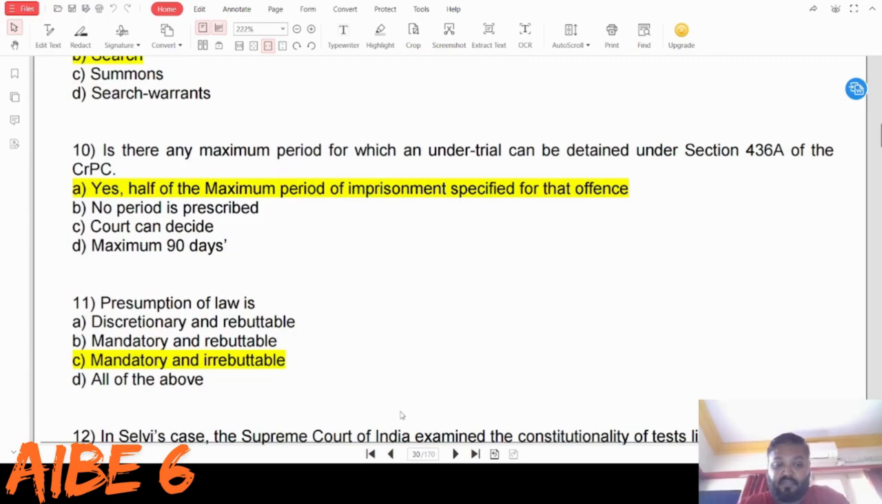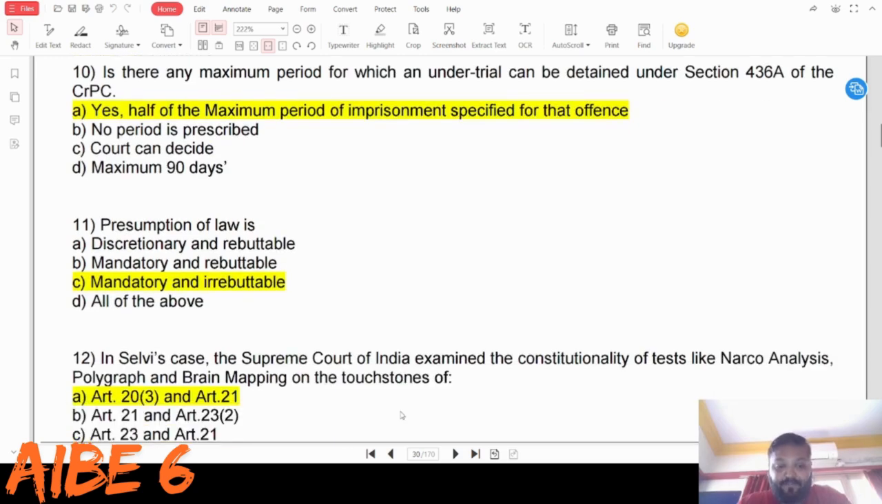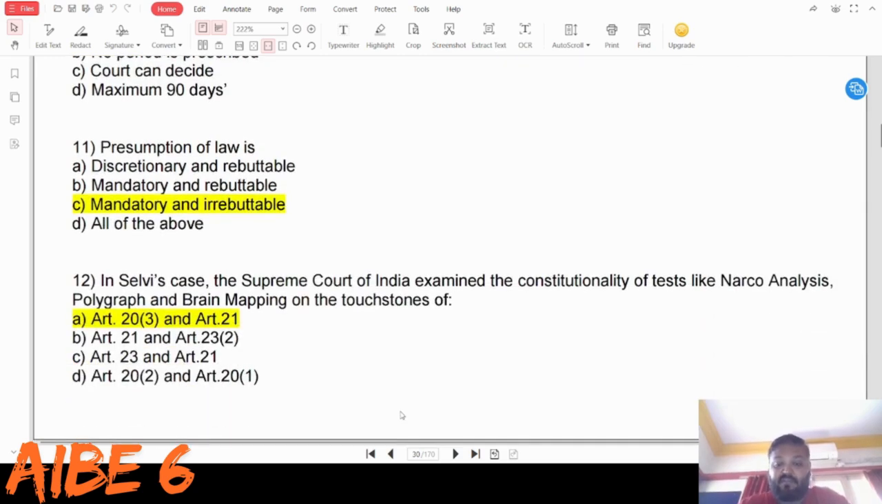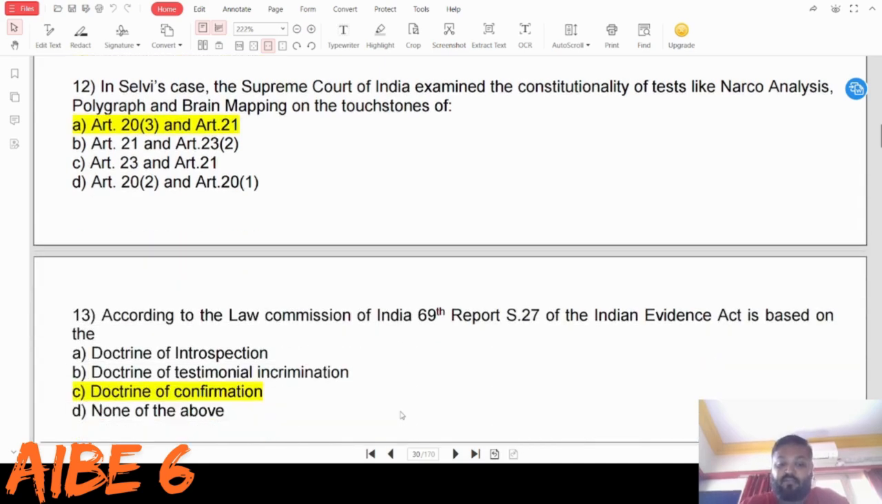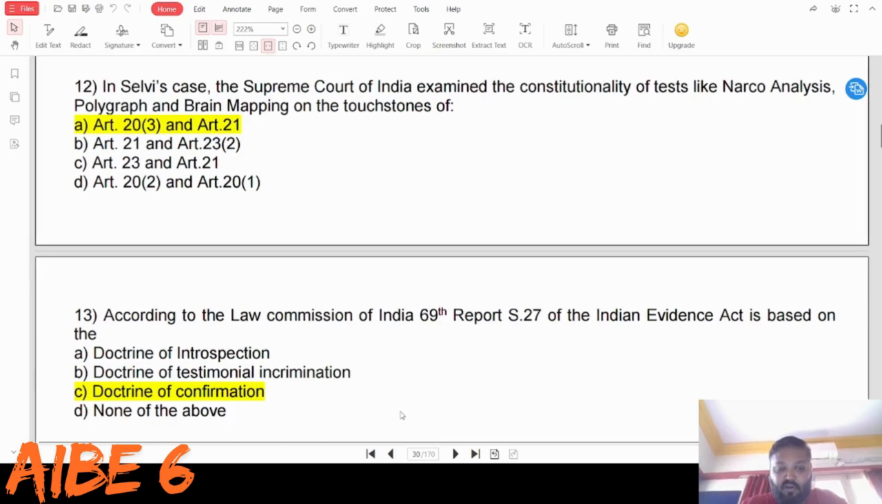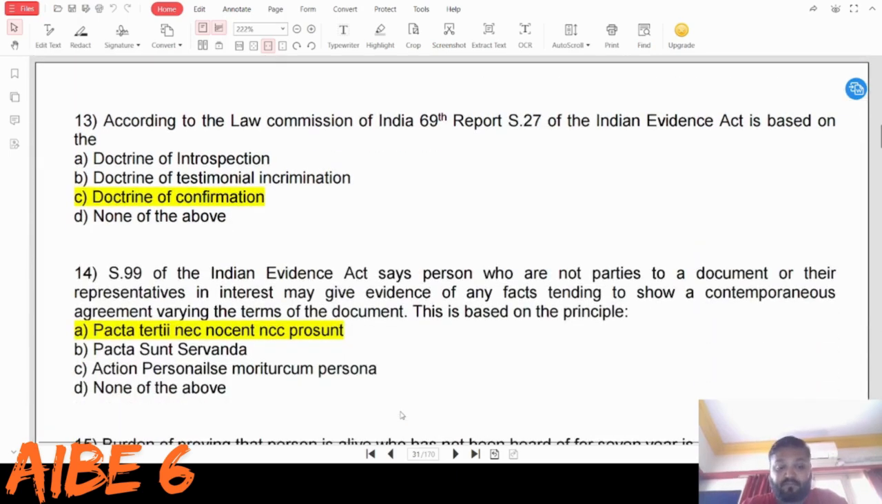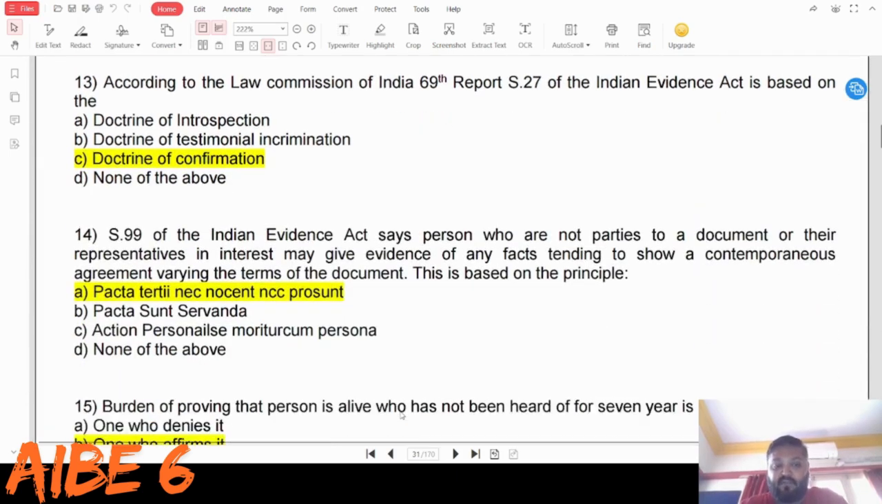Okay, the presumption of law is mandatory and irrebuttable. In Selvi's case, the Supreme Court of India examined the constitutionality of tests like narcoanalysis, polygraph, and brain mapping on the touchstones of Article 20(3) and Article 21. According to the Law Commission of India 69th report, Section 27 of the Indian Evidence Act is based on the doctrine of confirmation.